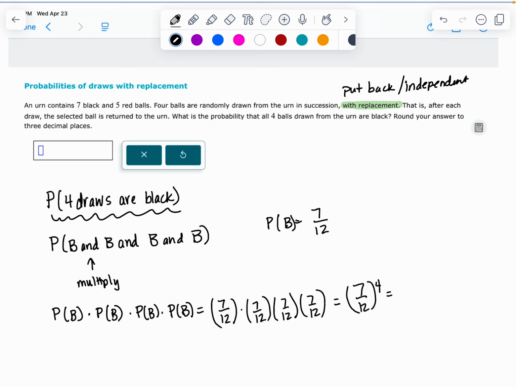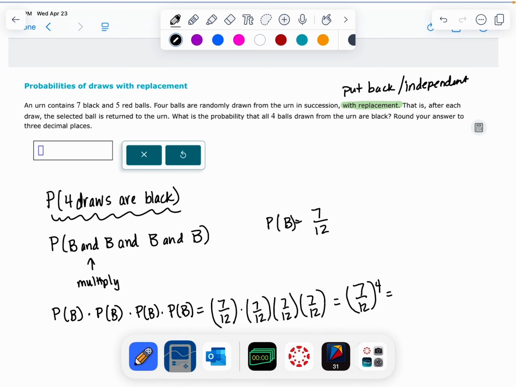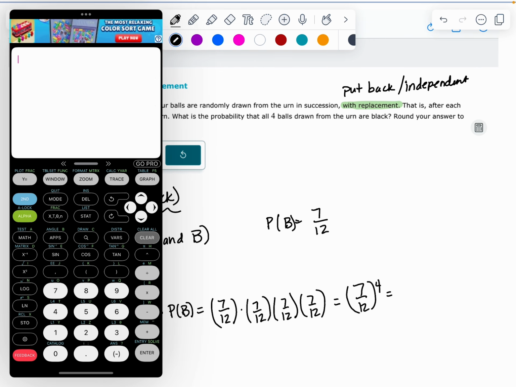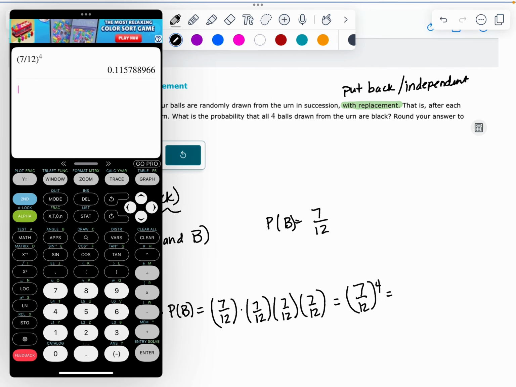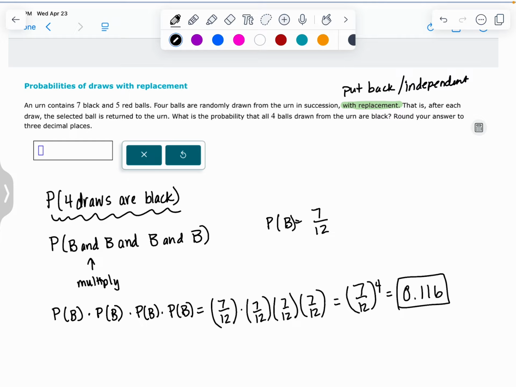Okay, and then we're going to grab our calculator and we're going to write that out. 7 divided by 12, and we're going to say to the 4th power. And now they have said round it to 3 decimal places. Oh, so 3 decimal places is going to be 0.116. And that is your answer, 0.116. So it is an 11.6% chance that you will draw 4 balls and they will all be black. Okay.